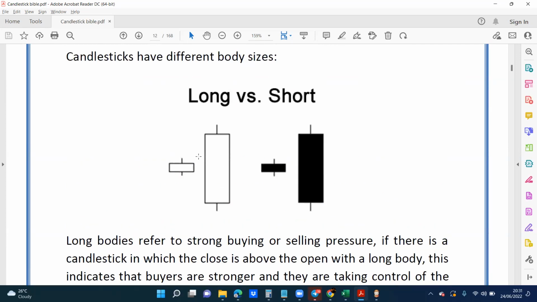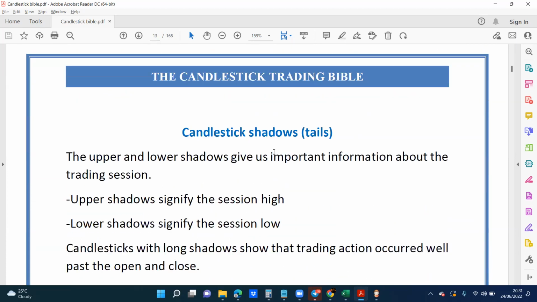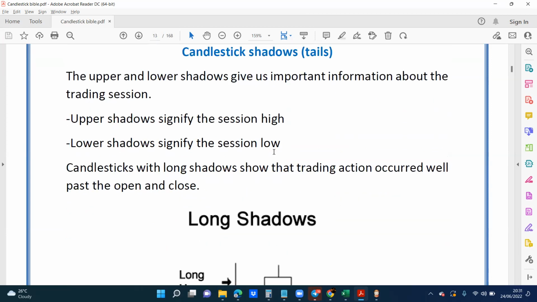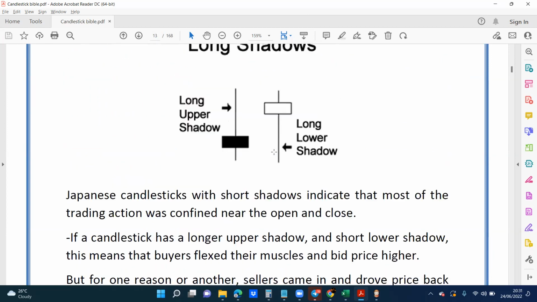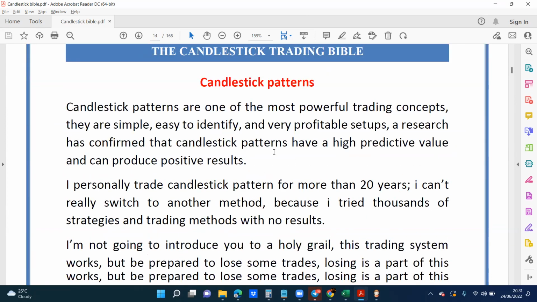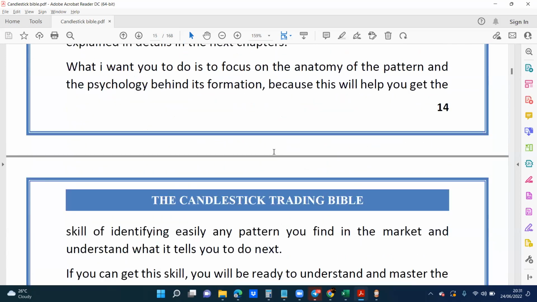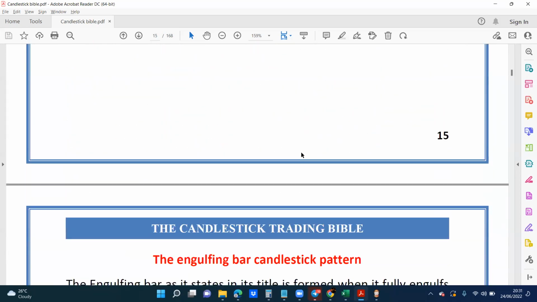A candlestick can be long or short. It doesn't matter. If it is a 5 minute candle time frame, it means each of these candles took 5 minutes to form, irrespective of the size.